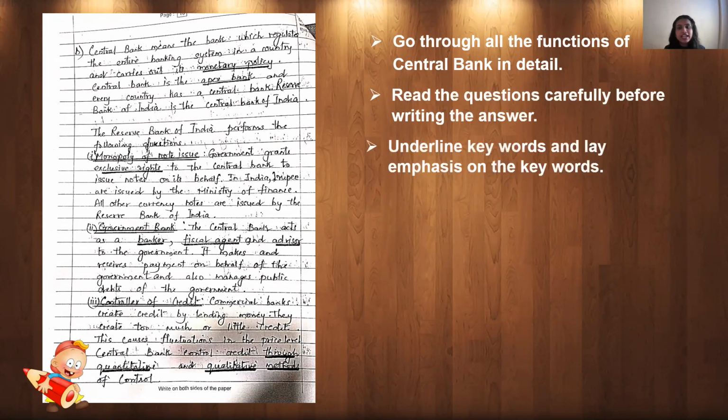Read the question carefully, like I said, and underline the keywords and lay emphasis on the keywords. Like over here, you can see under monopoly of note issue, the keyword is exclusive rights, because the central bank is the only institution that has the only rights to mint money. That is your keyword, right?